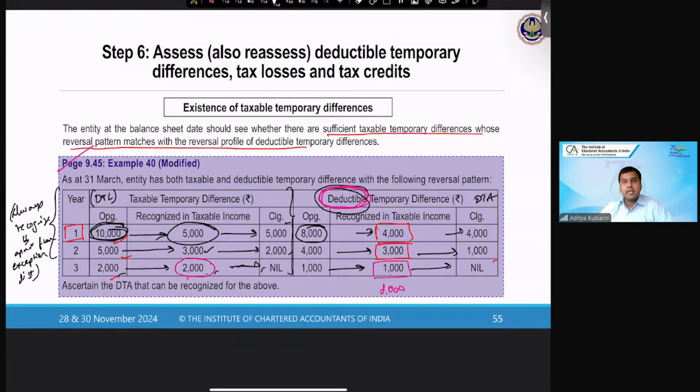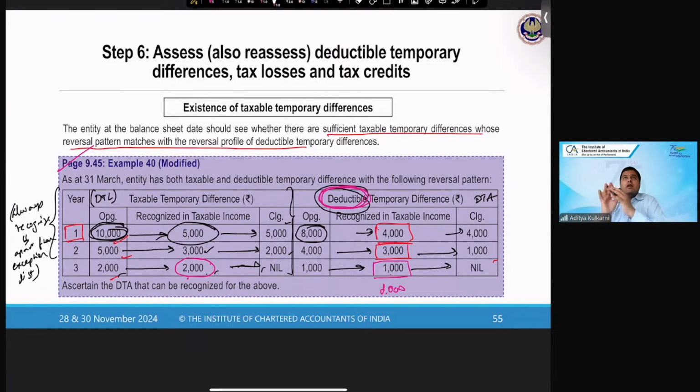Deductible का मतलब क्या होता है? Future taxable profits के सामने you get the deduction of this. Did you understand? Anushi, did you follow?